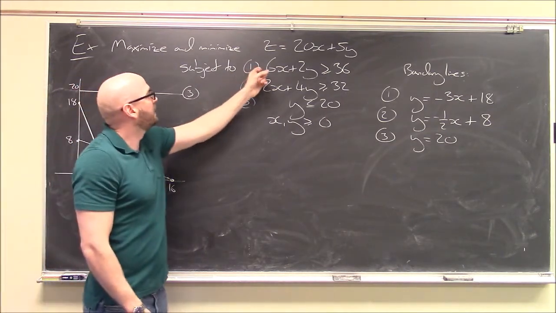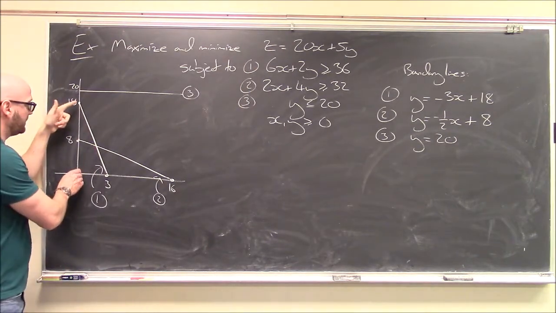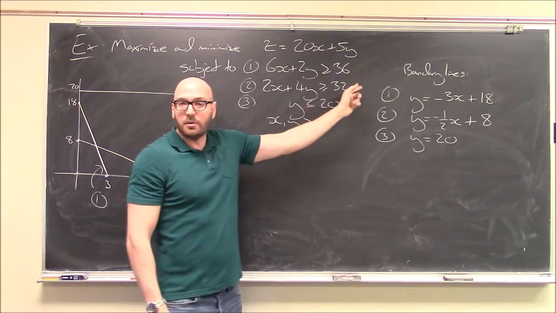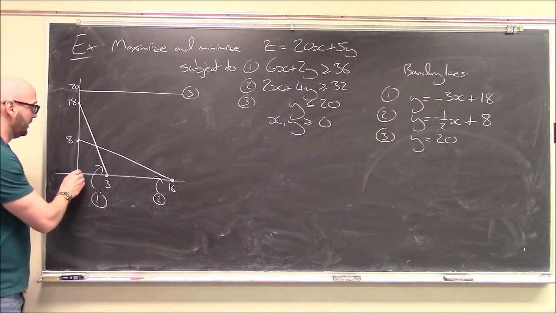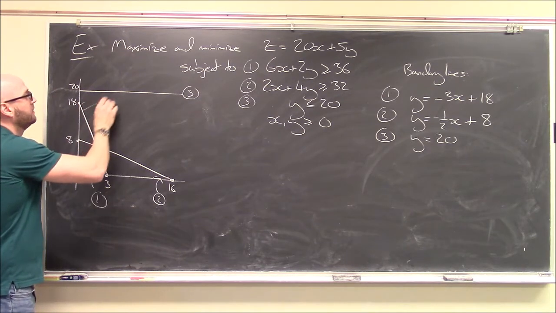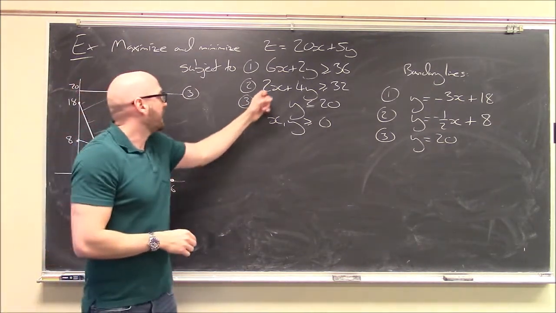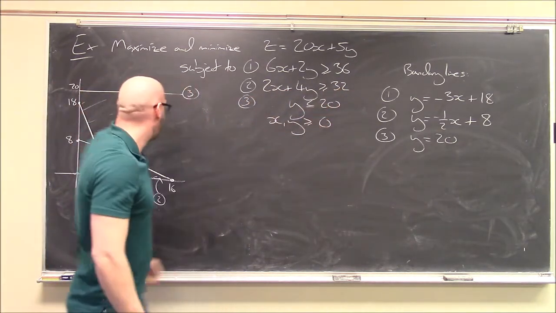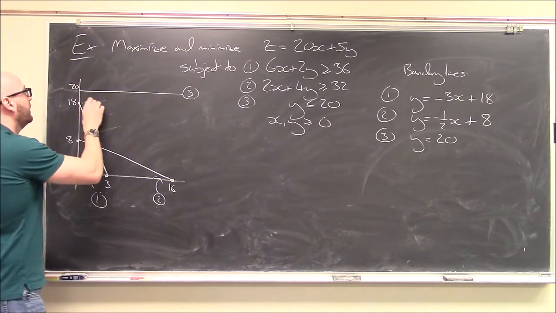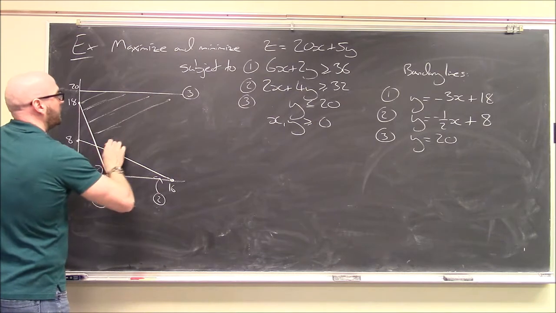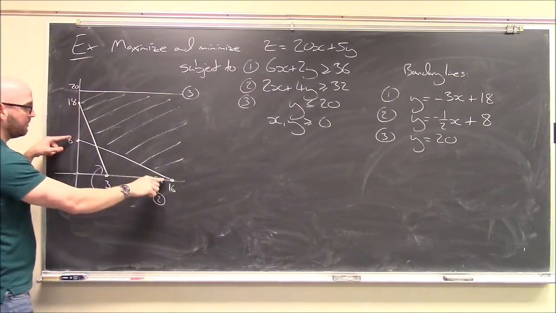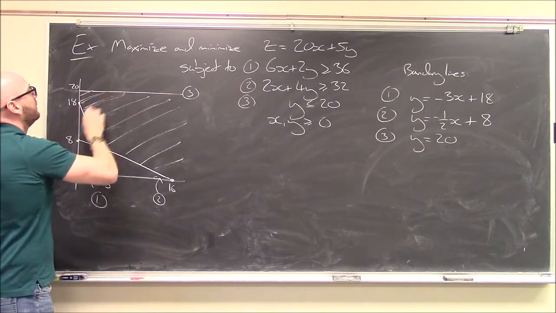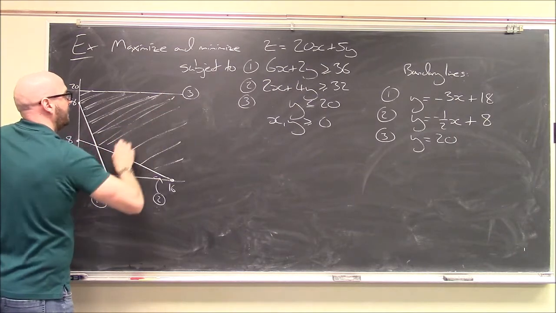What about inequality number 1? The origin is not on this line, so we'll plug in the origin, 0, 0. So is 0 bigger than or equal to 36? It is not. So we're not looking at this side of the line, we're looking at this side. And again, plug in the origin 0, 0 into the second inequality. Is 0 bigger than 32? It is not, so we're looking at everything on this side of this line. So our feasible region, the overlap of all of that, everything above this line, everything above this line, and everything below this line gives us this shaded region here.